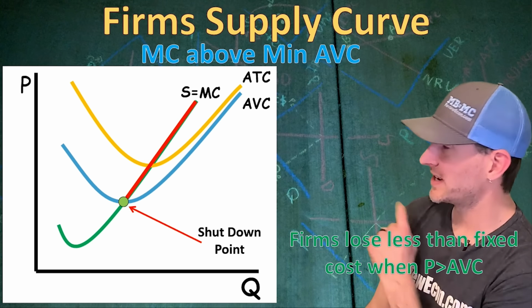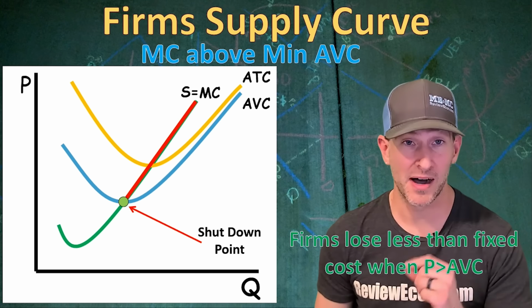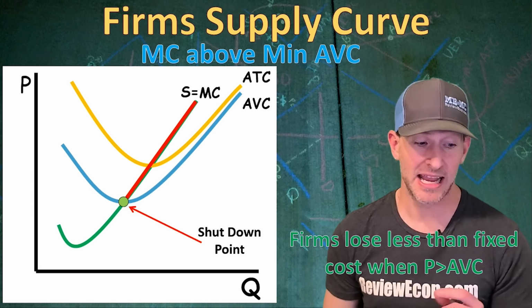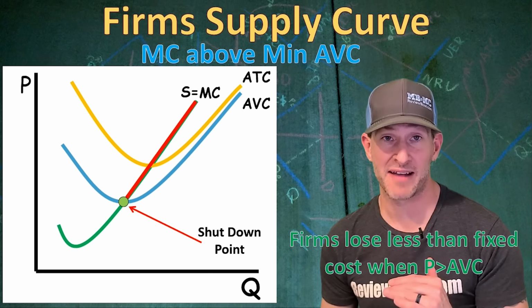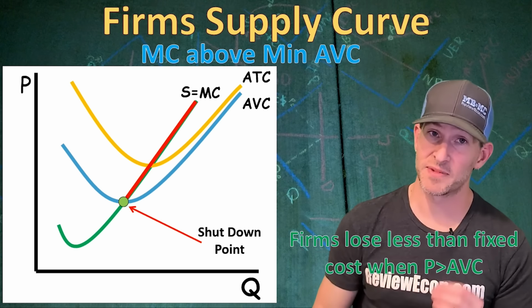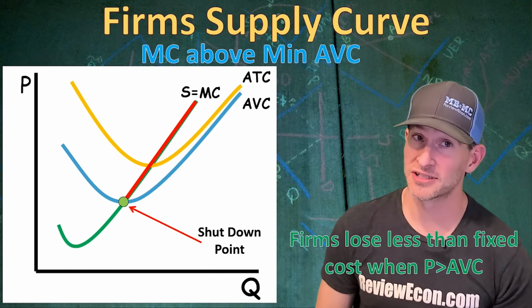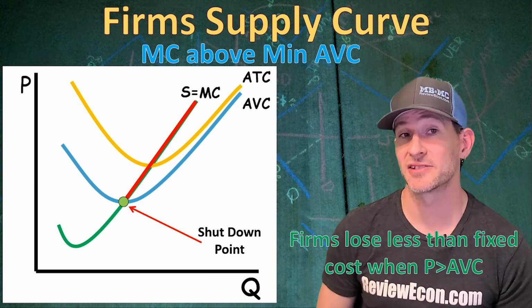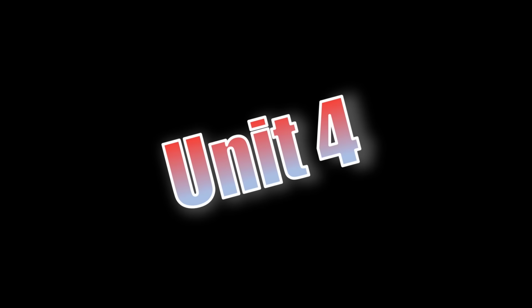That marginal cost curve is the firm's supply curve above the minimum of the AVC. If the price falls below the minimum of the average variable cost, then the firm will shut down temporarily. So even if this firm is suffering economic losses, it will lose less than its fixed cost as long as the price is greater than the average variable cost.